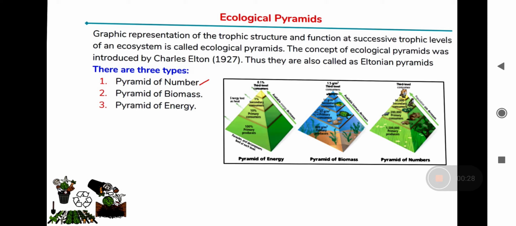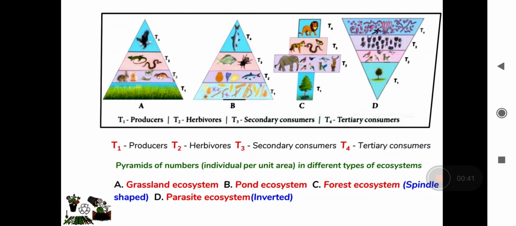The concept was given by Charles Elton in 1927, and we will see three types of pyramids: pyramids of number, pyramids of biomass, and pyramids of energy. So again, I will explain. If we consider the pyramid of number, we talk about individuals per unit area.